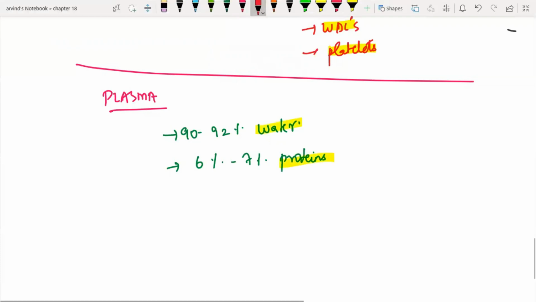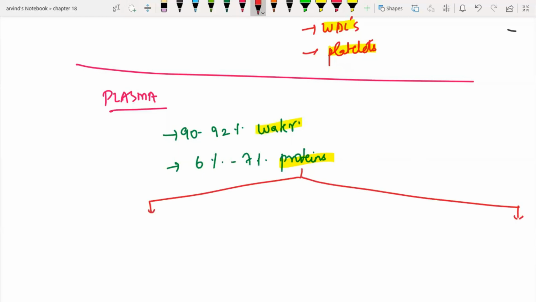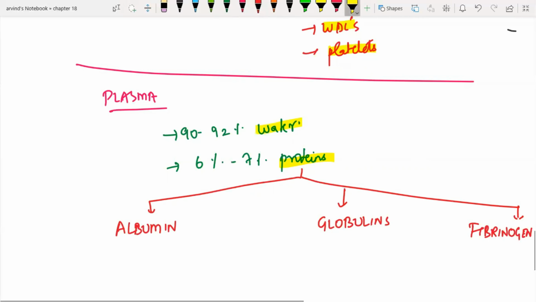Now, talking about proteins, that was a NEET 2018 question, and it is also a frequently appearing question in your model exams, and it has appeared even in AIPMTs before. You just have to know that plasma contains many proteins, but three important basic plasma proteins are albumin, globulins, and then fibrinogen. These are the pillars of plasma.